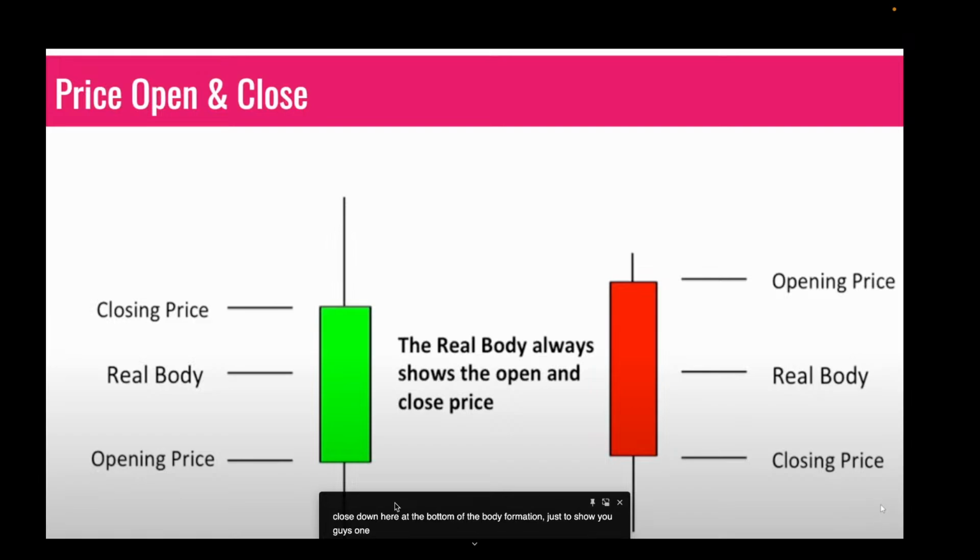Just to show you one more time the basics of what I just discussed, the real body is the actual opening and closing prices. If it is bullish, you are opening low and closing high. If it is bearish, you are opening high and closing low. And the wicks that you will see coming off each end of the candles are just testing of price areas, but not the official open and close.